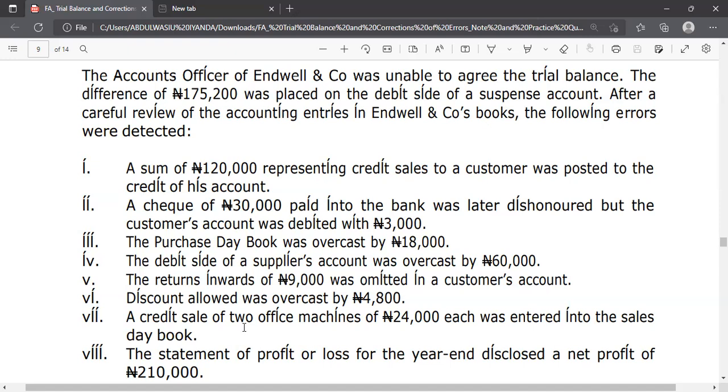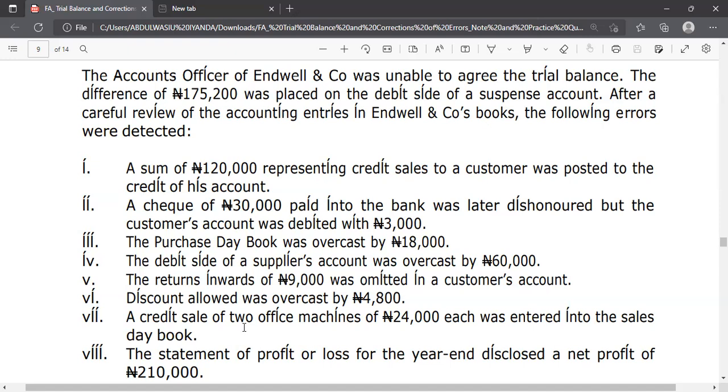So this particular one, selling of office machine, is not going to be taken as part of sales. We are going to take it as part of other income. Since it was entered in the sales day book, that means the sales account is already credited. We now need to debit it back because it's not supposed to be there.